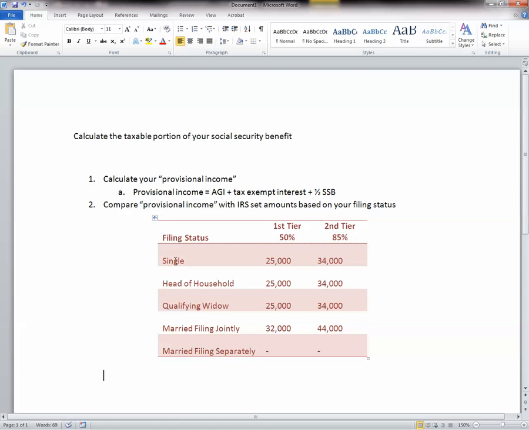So if your filing status is single and your provisional income is less than 25,000, 0% of your Social Security is taxable. But if you're single and your provisional income is greater than 25,000 but less than 34,000, up to 50% is includable. If your provisional income is greater than 34,000, then up to 85% is includable. Married filing jointly has a higher amount. So let's move on to step 3.